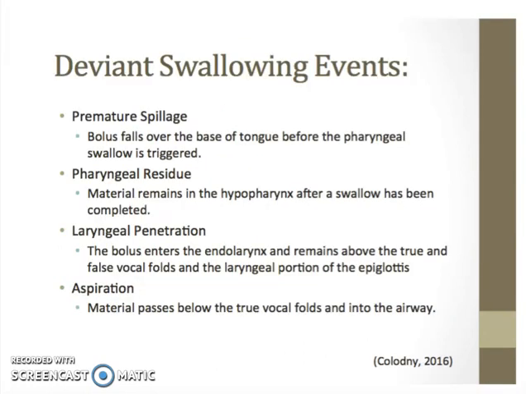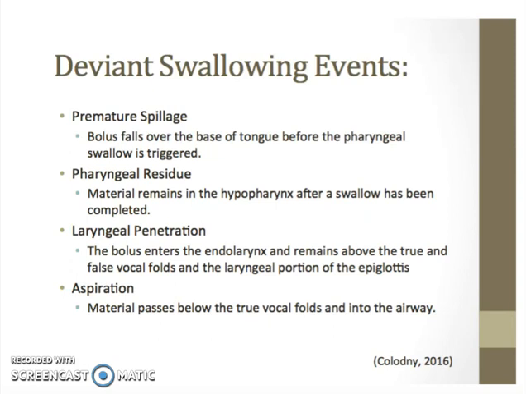Some deviant swallowing effects are premature spillage, which is when the bolus spills over the base of the tongue before the pharyngeal swallow is triggered. Pharyngeal residue, which is when material remains in the hypopharynx after a swallow has been completed, and it's more than just a coating.